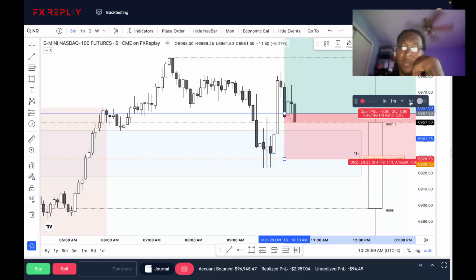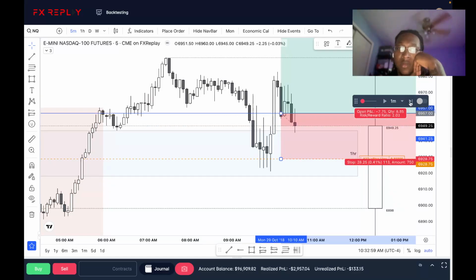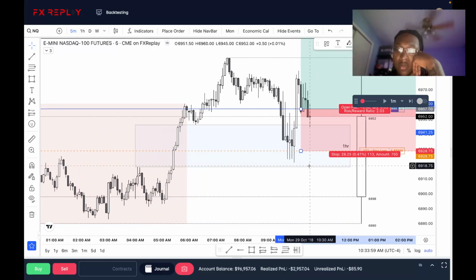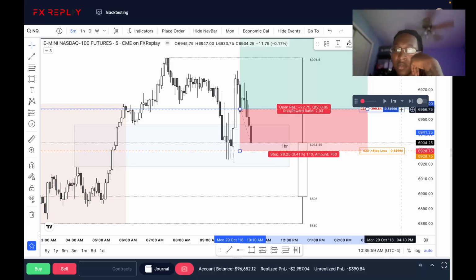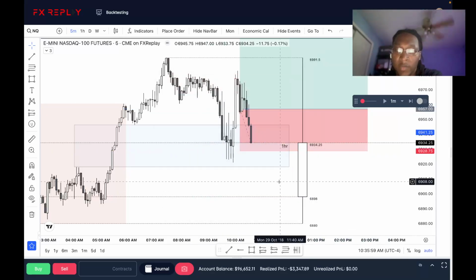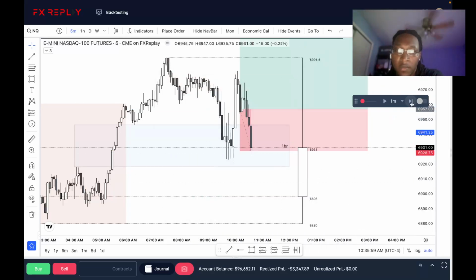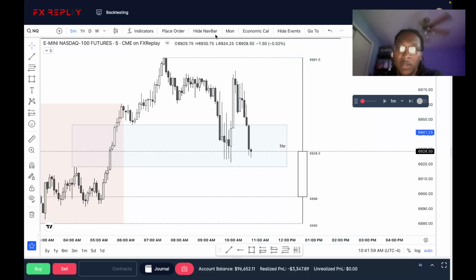Looks like we're moving around break even. Price closes below this low here. If we get a full fill and full rebalance of this gap, then you may look for getting out. Yeah, closing out now. All good. Next session.